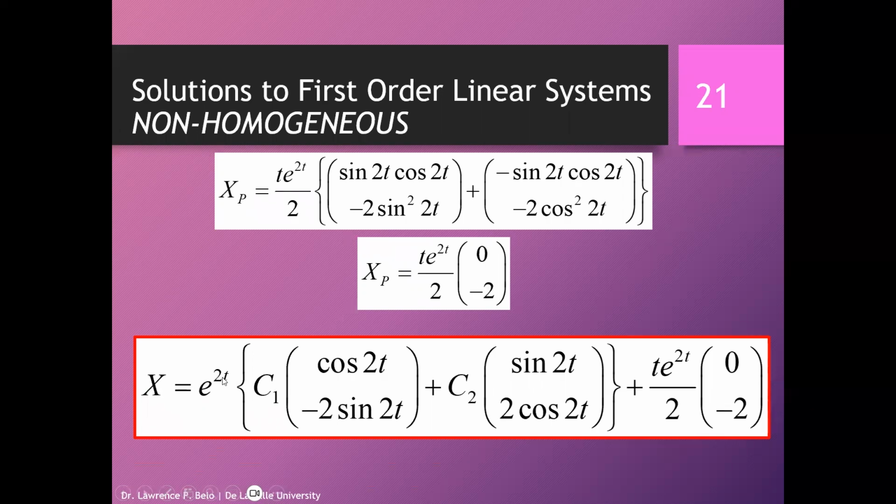So, your final answer is xc plus xp. Remember? So, xc plus xp. Therefore, your final answer is this. Again, question, how do we get the values of C1 and C2, guys? You should have initial conditions given. Otherwise, if there are no conditions, we won't be able to solve it.